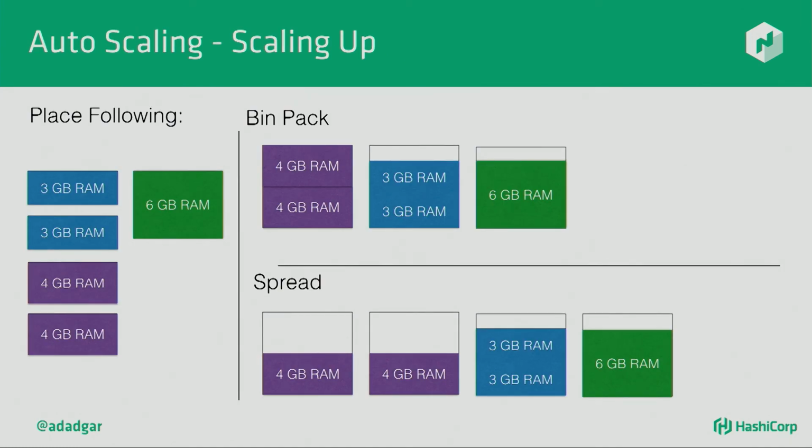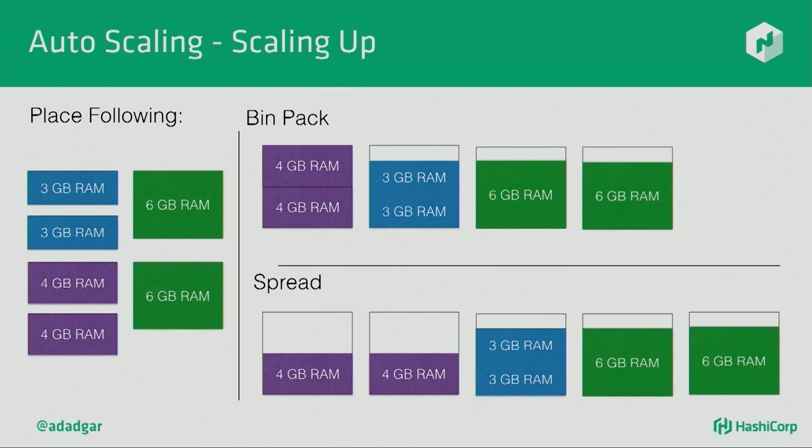We assume a steady state cluster. We've scheduled all these jobs. From the get-go, spread is using one more node than bin packing because it didn't utilize the nodes from the beginning. So when it needs to place the 6 GB job, it didn't have room. So let's say we now submit another job to the cluster that also requires 6 gigs of RAM. Both strategies don't have anywhere to put this node, so they'll both have to scale up.